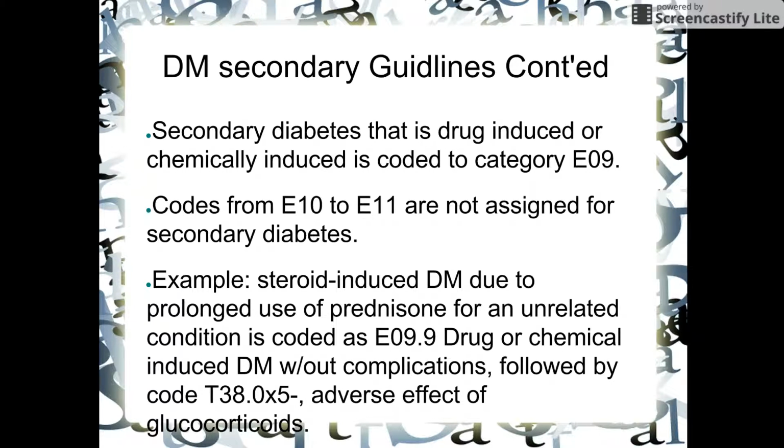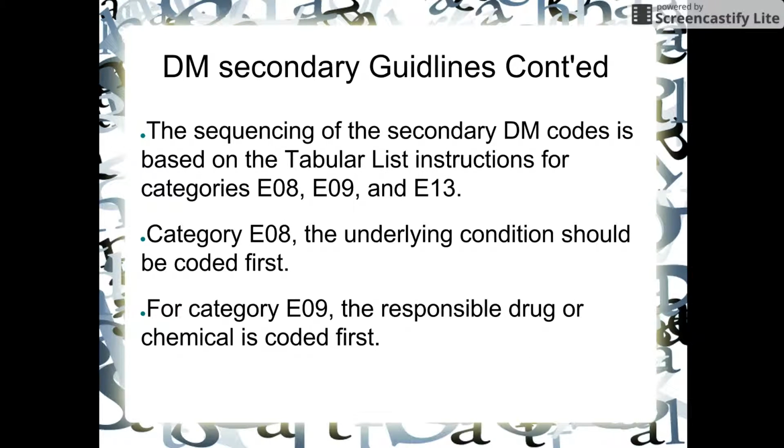Secondary diabetes that is drug-induced is coded to E09. The codes E10 and E11 are not used for secondary diabetes. Sequencing of the secondary diabetic code is based on the category list for categories E08, E09, and E13. For E09, the responsible drug or chemical is coded first.